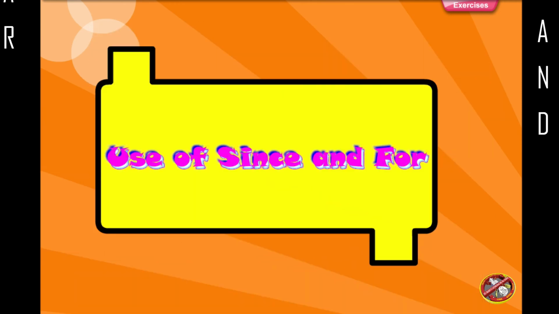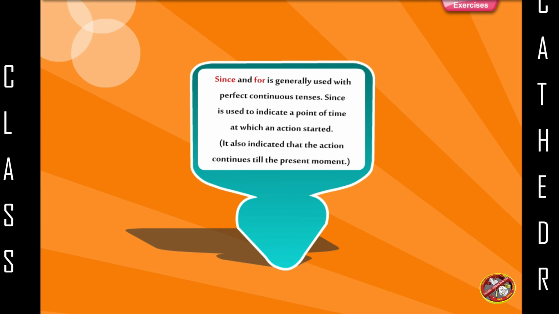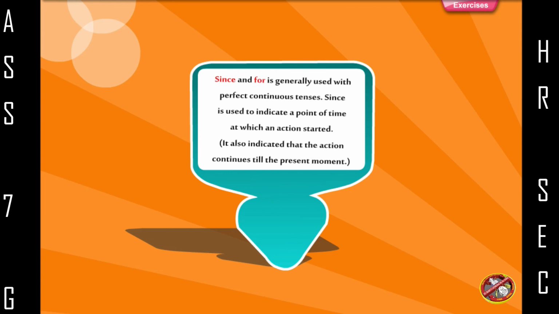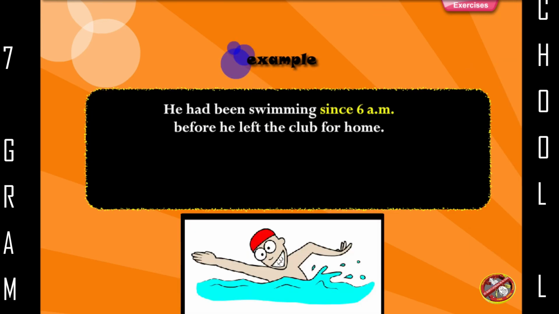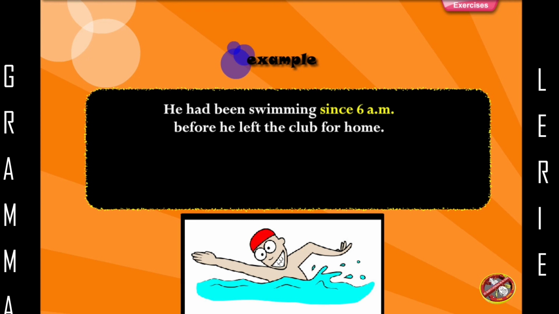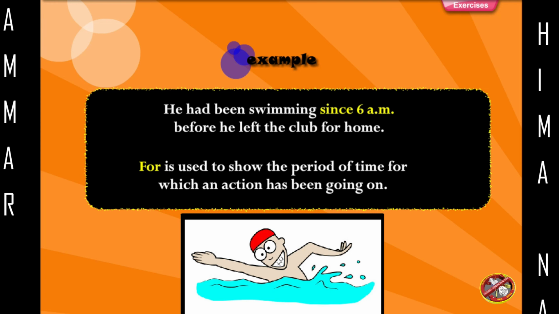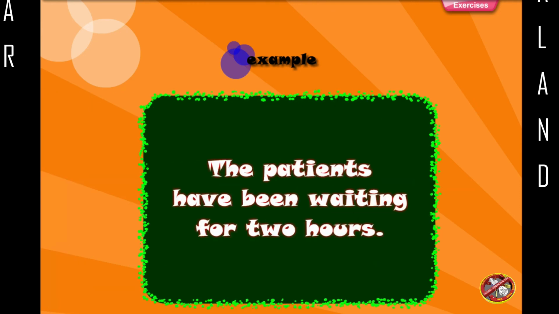Use of since and for. Since and for are generally used with perfect continuous tenses. Since is used to indicate a point of time at which an action started. It also indicates that the action continues till the present moment. Example: he had been swimming since 6 a.m. before he left the club for home. For is used to show the period of time for which an action has been going on. Example: the patients have been waiting for 2 hours.